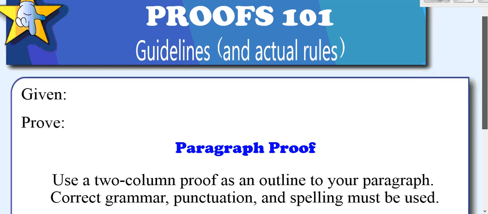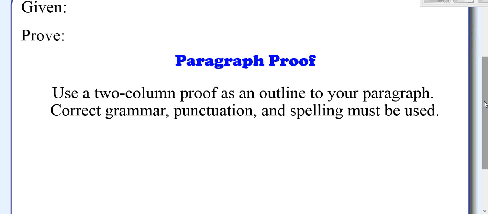The third type of proof that we might see is a paragraph proof. Usually it's a good idea to start with a two-column proof, kind of like an outline, but then you have to turn it into a paragraph. Complete sentences, correct grammar, punctuation, spelling.